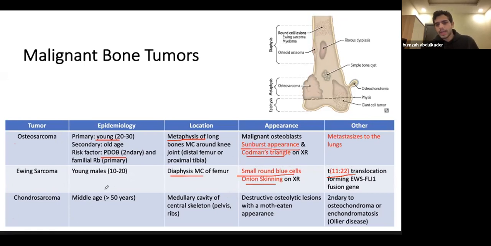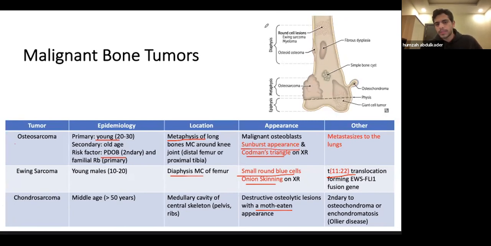Chondrosarcoma, not as high yield, but this is just a bit of an overview of chondrosarcoma over here. They'll say moth-eaten appearance, but I think just be careful about that. You got to kind of look for other stuff that'll lead you towards chondrosarcoma. I don't think it's necessarily 100% chondrosarcoma. I think we can move on.